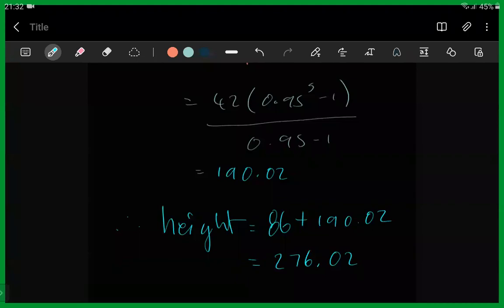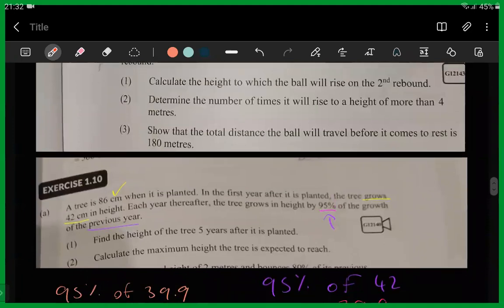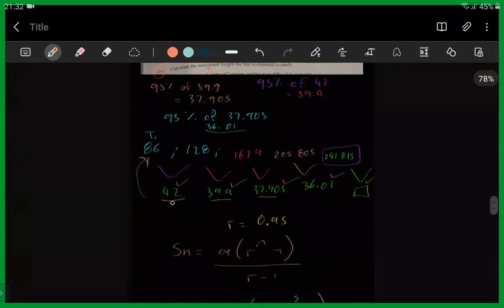So when they speak of something like question 2, where they're asking for the maximum height that the tree can grow, because you're dealing with a sequence, a maximum height means they're talking about a limit. When you're dealing with sequences and series and you're talking about where something ends, you should be thinking of sum to infinity. Sum to infinity gives you an idea of what all of these will add up to if you add them up all the way to infinity.